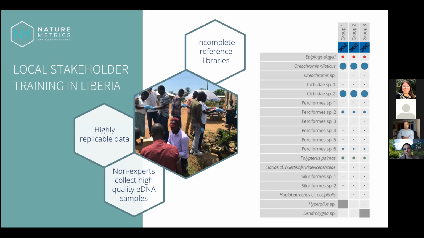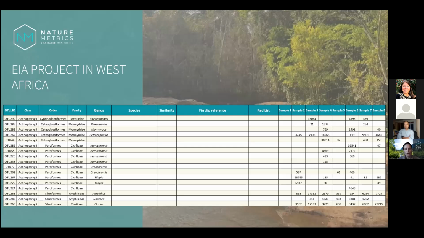And this issue about the incomplete reference databases is actually less of an obstacle than people often think. So this is a data set from a similar area in West Africa as part of an EIA project. And you've got your samples over on the right-hand side with the numbers of sequences and the taxonomic information on the left. And you can see here that when we first ran this analysis and just compared everything against the globally available reference libraries, we couldn't identify anything here to species level with high enough confidence.